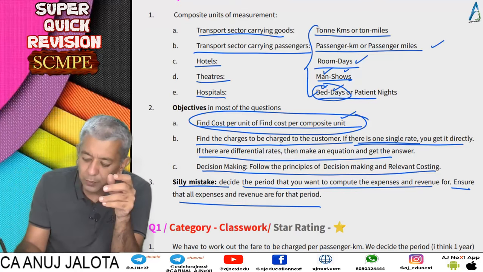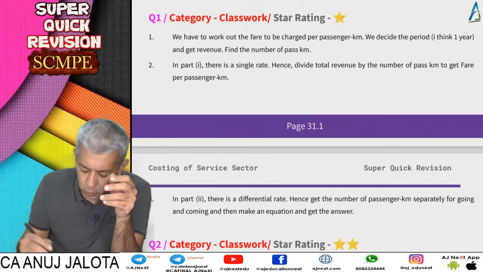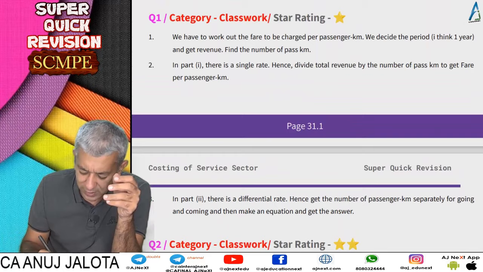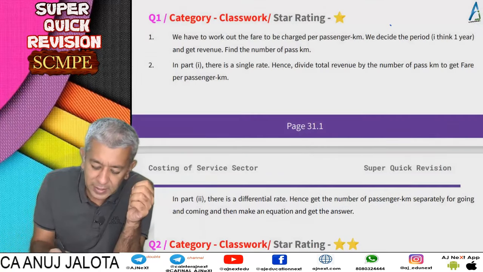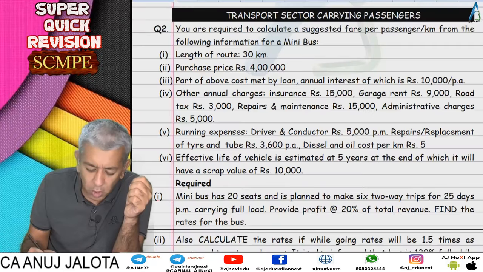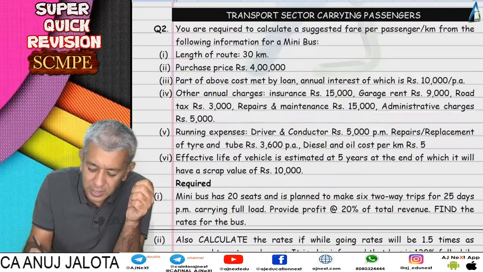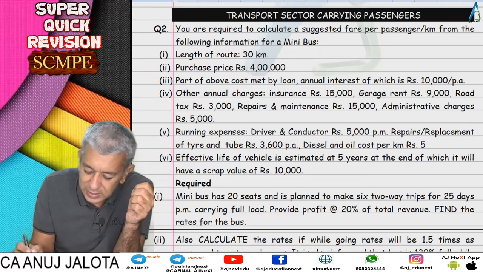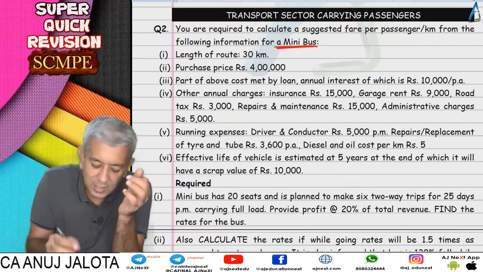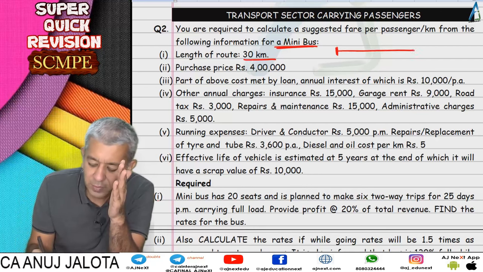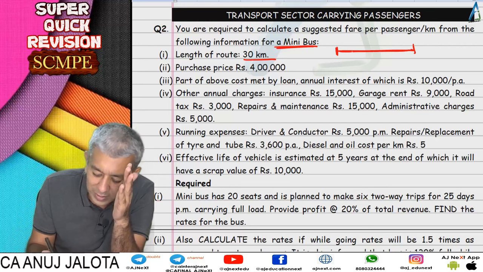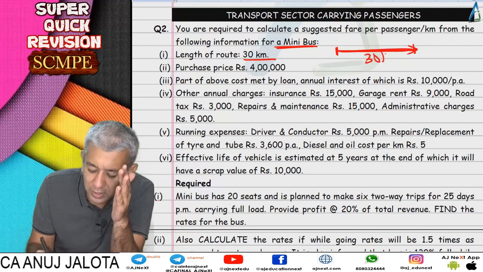Now then, we had started with our questions. The first question that we had done was quite simple, whereby we were given all the data for a company which runs a minibus. So there was only one minibus. The length of the route is 30 kilometers. By default 30 kilometers means from one place to the other place. This going way is going to be 30 kilometers.